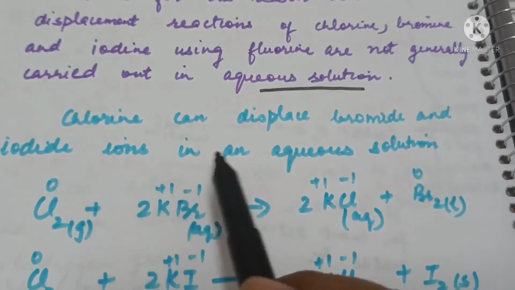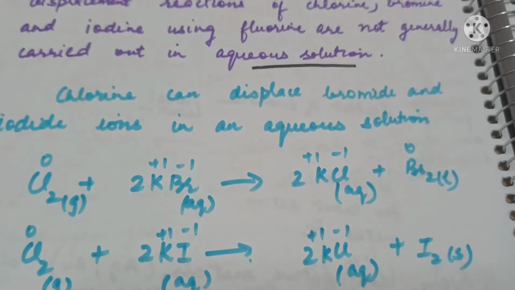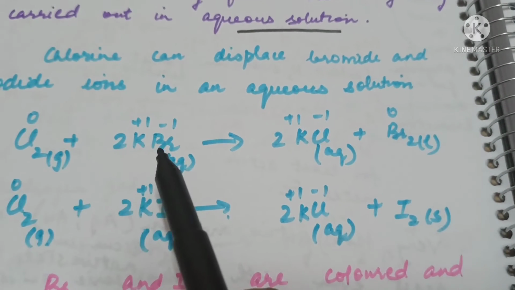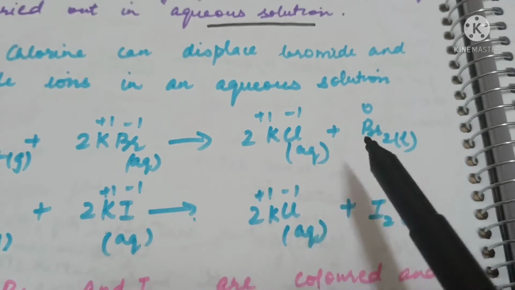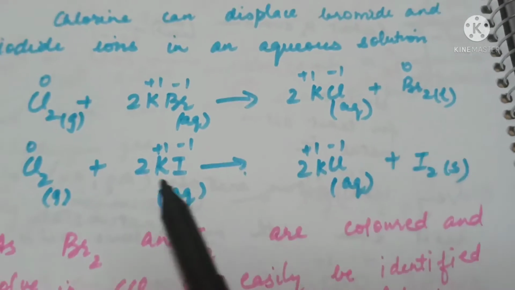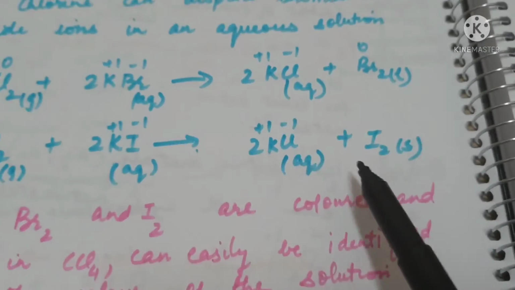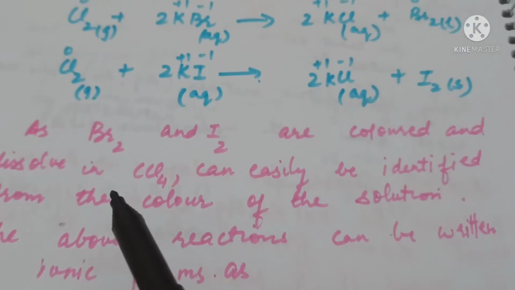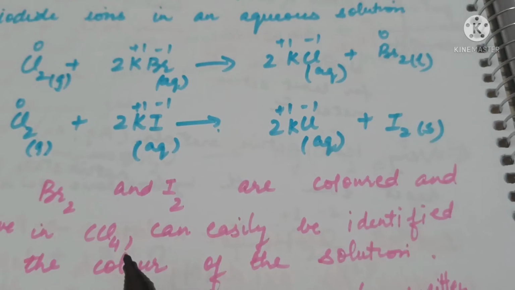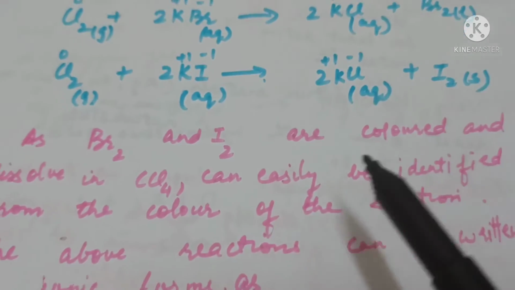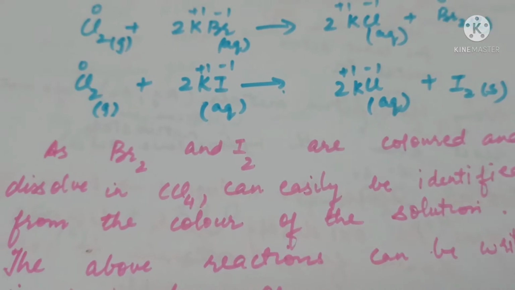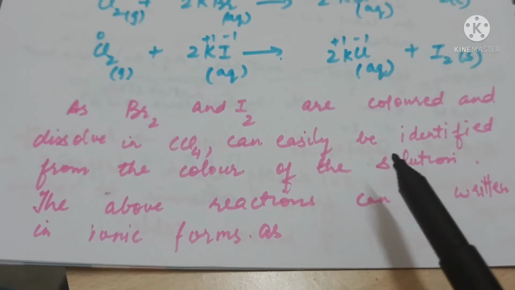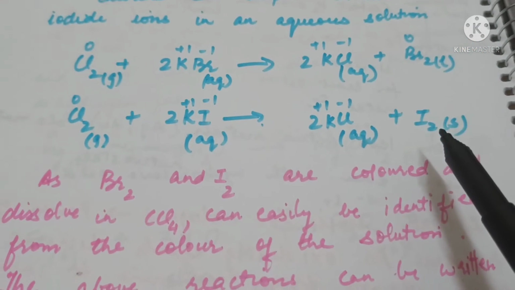Chlorine can displace bromide and iodide ions in aqueous solution. So chlorine is more reactive than bromide and iodide ions. So chlorine will displace bromide ions from KBr, and as a result bromine gas is released. Similarly, chlorine can displace iodide ions and iodine gas will be released. As bromine and iodine are colored and dissolve in carbon tetrachloride, these two reactions can be used in the laboratory for detection of these compounds. So the color of the solution will indicate whether bromine or iodine is formed or not.